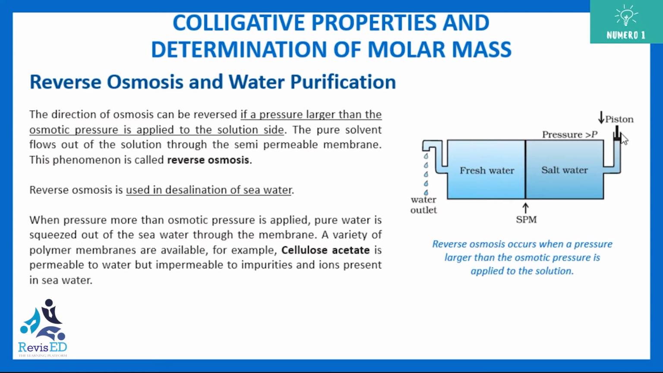Now, when you apply pressure on this side of the piston, like from this side of the compartment, as soon as you reach osmotic pressure, there will be no movement. But let's say the pressure is greater than pi, or greater than the osmotic pressure. What will happen? The molecules of water from this side will try to go to the other side. So that's how from salt water you get fresh water. This is also known as desalination of water.